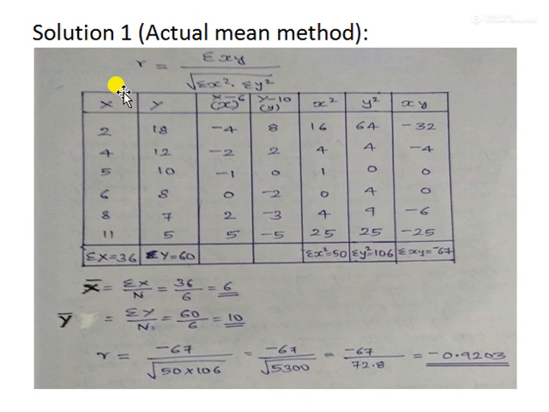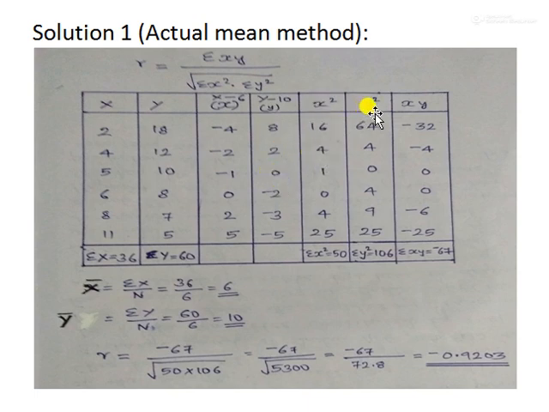The given values of x and y are placed in the first and second columns. Then we find the arithmetic means x bar and y bar. Here x bar is 6 and y bar is 10. In the third column we compute small x, that means x minus x bar, and we get these values. Similarly, in the fourth column, we get these values of small y.